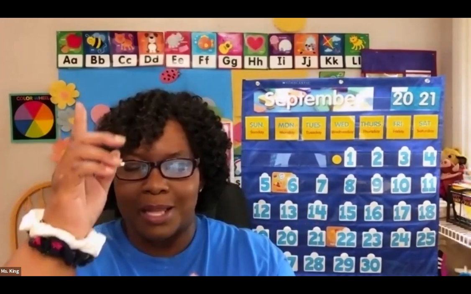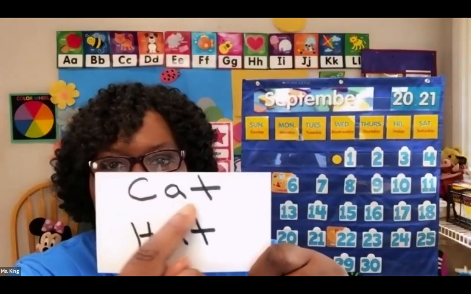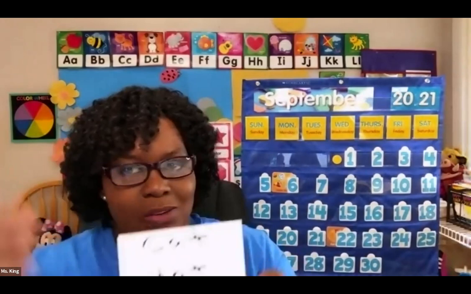All right, all right. Now our rhyming word, which sounds the same but doesn't mean the same, is cat and hat. Cat, hat, sounds the same, right? Has the same ending, cat and hat. Cat, C-A-T, and hat, H-A-T. You know what a cat is. Cat goes what? Meow. And a hat is a hat that goes on your head.